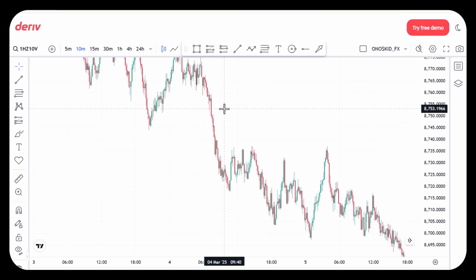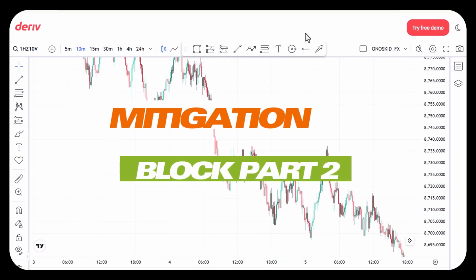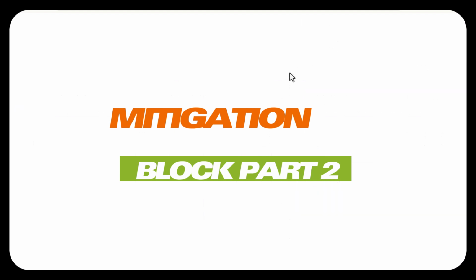So today we are continuing with the topic we started last week, which is the concept of mitigation block. In my previous video, I've already explained the basic understanding of what mitigation blocks are. I've laid emphasis using schematic diagram to explain the whole concept of what you need to know. If you are yet to watch the previous video, this is the particular video I'm talking about.